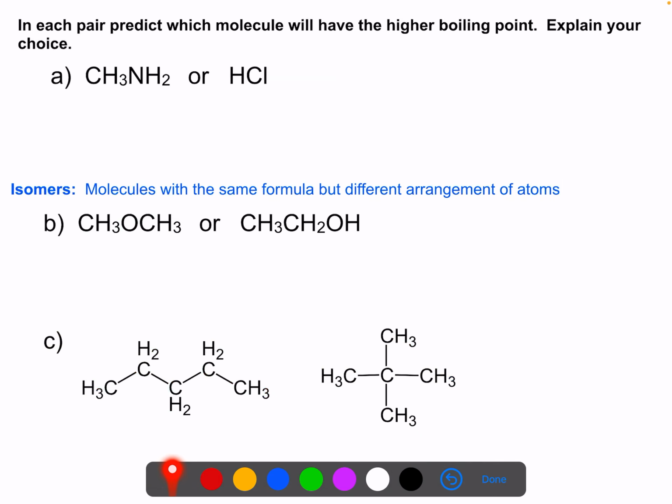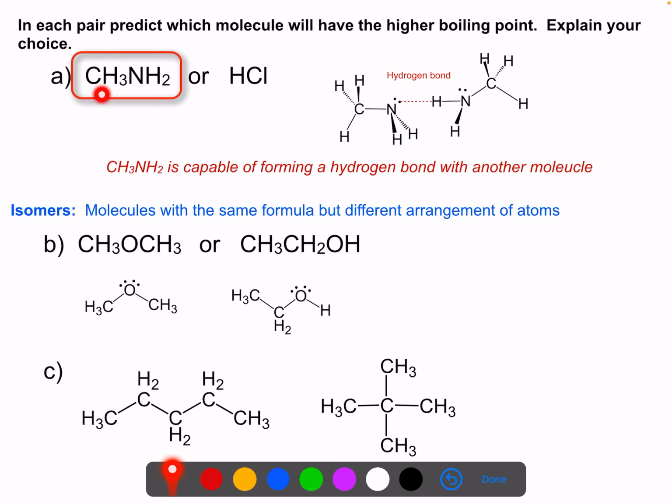In our next examples, we're given 3 pairs of molecules and asked to predict the boiling points. Which one will have the higher boiling point? In other words, which has the stronger IMFs. And so in our first pair, we have methylamine, CH3NH2, and hydrochloric acid, HCl. And what I hope the conclusion you came to was the higher boiling point has to be this CH3NH2. And the reason for that is this one can form a hydrogen bond. HCl is not capable of hydrogen bonding. It's the presence of the hydrogen bonds between molecules. It's going to make CH3NH2 the higher boiling of the two.